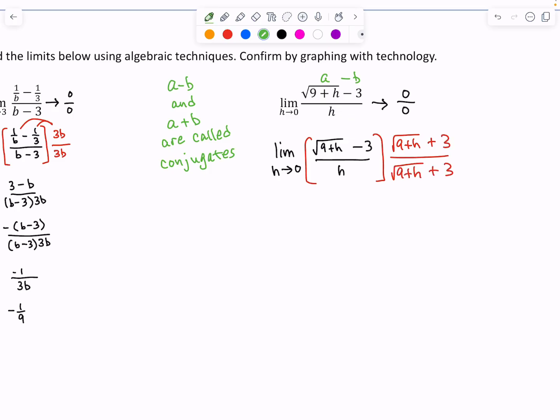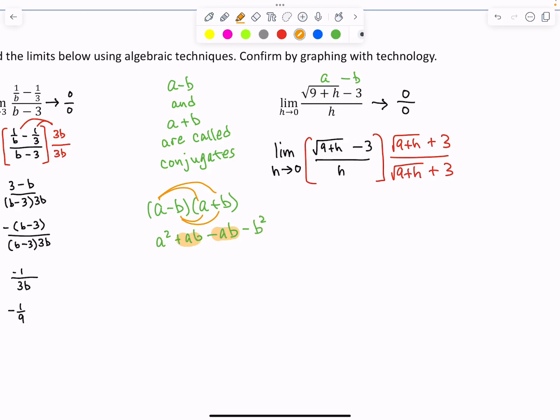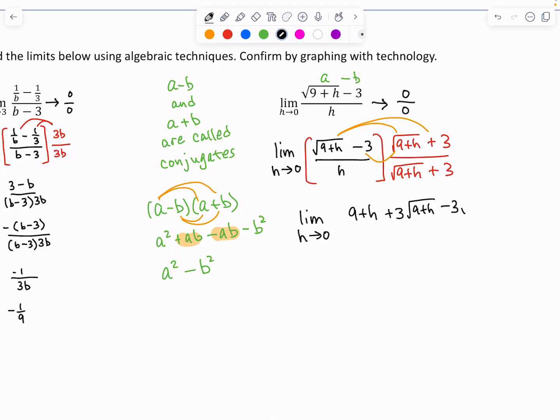Now this will be useful because when you multiply conjugates, a minus b times a plus b, and you FOIL, a times a is a squared, plus ab, minus ab, and then minus b squared. The two middle terms will cancel each other, and you'll simply get a squared minus b squared. So over here, let's FOIL. A radical times itself winds up being the square of that radical, canceling the radical. So we get simply 9 plus h. Then we're going to have plus 3 times radical 9 plus h, and then minus the same thing, and then minus 9, all over. For the denominator, leave the h factored out, and then just write the conjugate in some parentheses next to it.